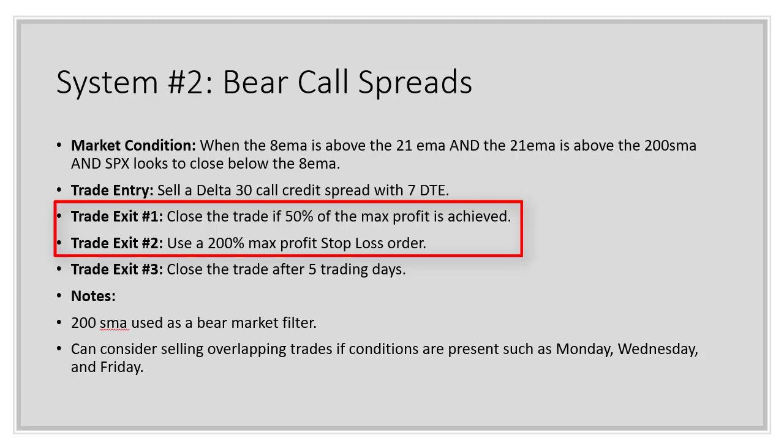And the reason why we need to do this is because when you sell farther away from the money, you get less credit, and therefore the risk is greater. So we're actually going to use a stop loss order when we're selling these delta 30 spreads, okay? And again, we would close the trade after 5 trading days if neither of the first 2 exits were to hit.